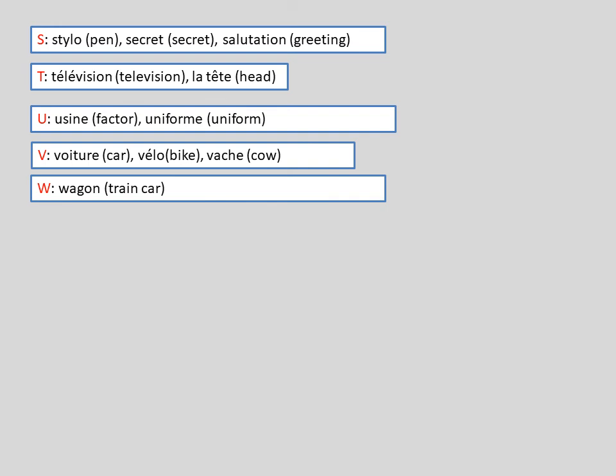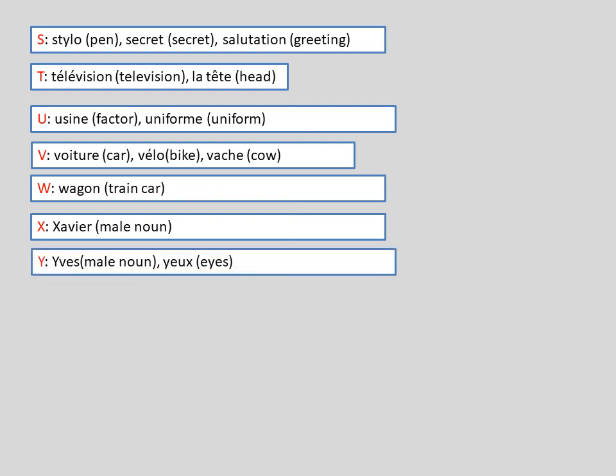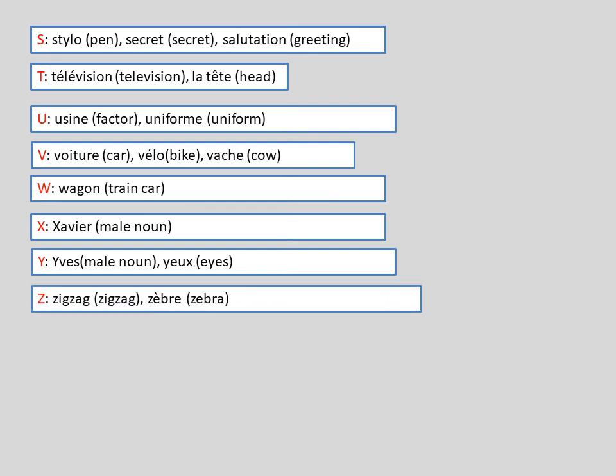Okay. Next we have W. Wagon. Next we have X. X we have Xavier. Next we have Y. As examples we have Yves and yeux. Last one we have Z. Z we have as examples zigzag, zèbre.